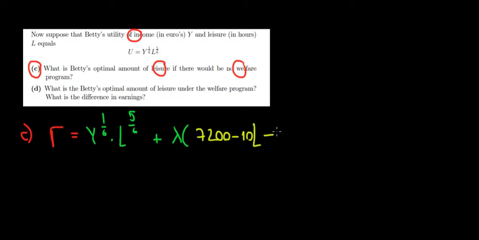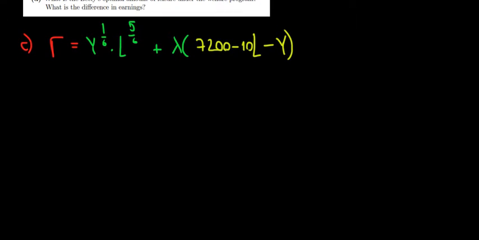So let's do so. We will have in part C the following. We will have the Lagrange function, Lagrange equal to the utility function of y to the power of 1 over 6 multiplied with L to the power of 5 over 6 plus lambda times the budget constraint, which was equal to 7200 minus 10L minus y. Now with this in mind, we will start solving with the first order conditions. So Lagrange derivative with respect to y must be equal to 0. Lagrange derivative with respect to L must also be equal to 0.